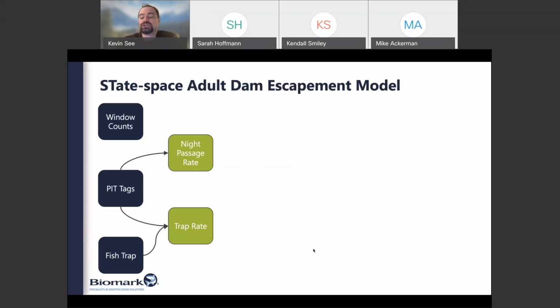The other thing you can use is, between those PIT tags and the information from the fish trap, you can get a good estimate of the trap rate for that fish trap. So out of all of the previously PIT tagged fish that are crossing the dam, what proportion were caught in the trap? That gives you a good estimate of the trap rate.